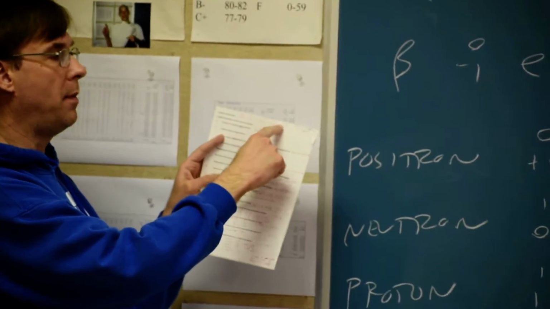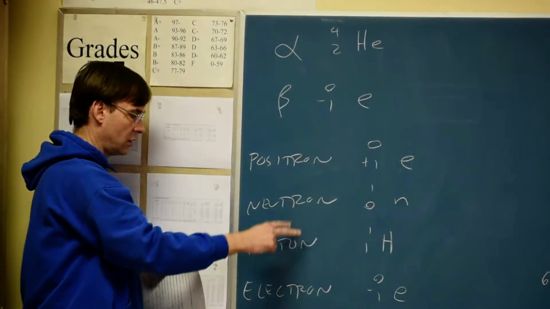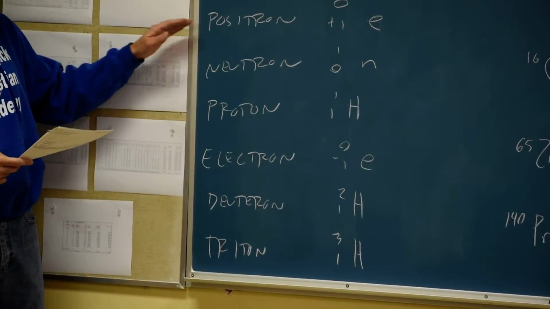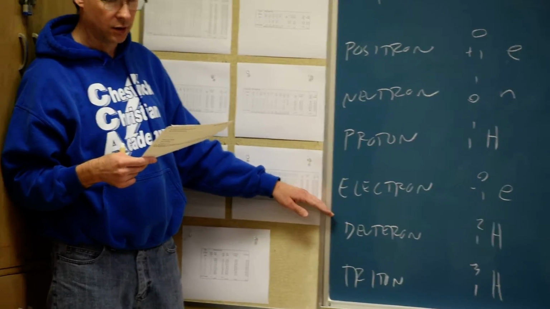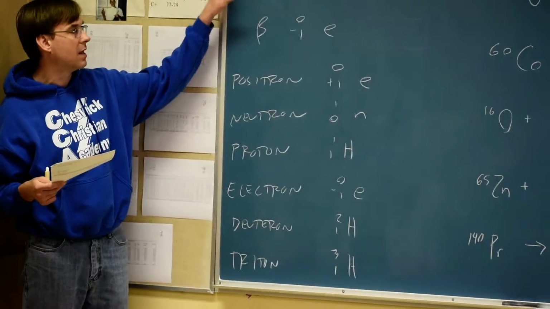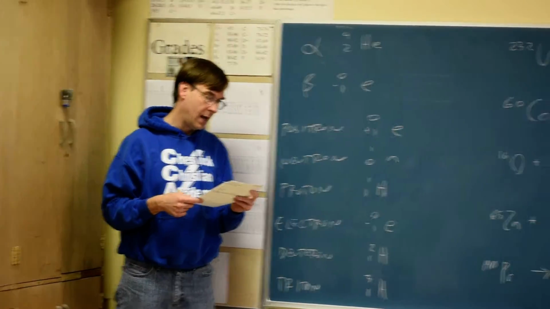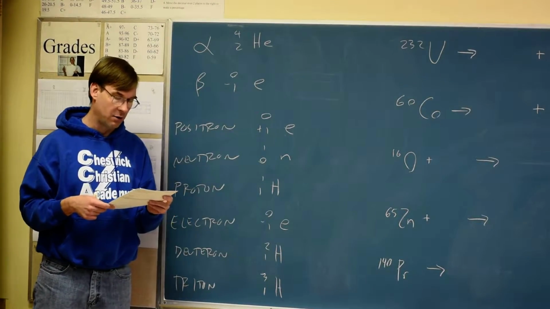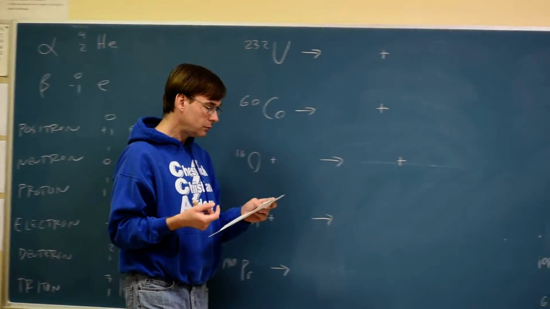So across the top of my paper, I listed alpha's abbreviation, beta's abbreviation, on down the line, positrons, neutrons, protons, electrons, deuterons, triton, the whole bit. So these are going to be the items that we're going to need from our mind to appear in these problems. Then it's just a matter of using a little bit of your periodic table and some adding and subtracting.